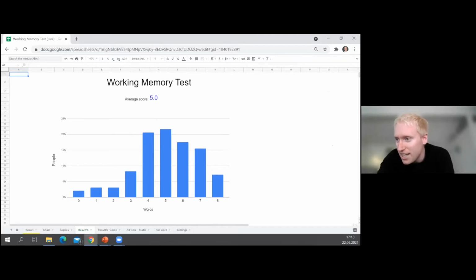In any case, as you can see here, the results are coming in, and the average score is quite high. It's 5. And it is in line with what research is telling us, because research tells us that an average working memory is between 4 to 5. We can hold 4 to 5 words or 4 to 5 numbers in working memory. But of course, some people have a larger working memory. Some people have a smaller working memory.